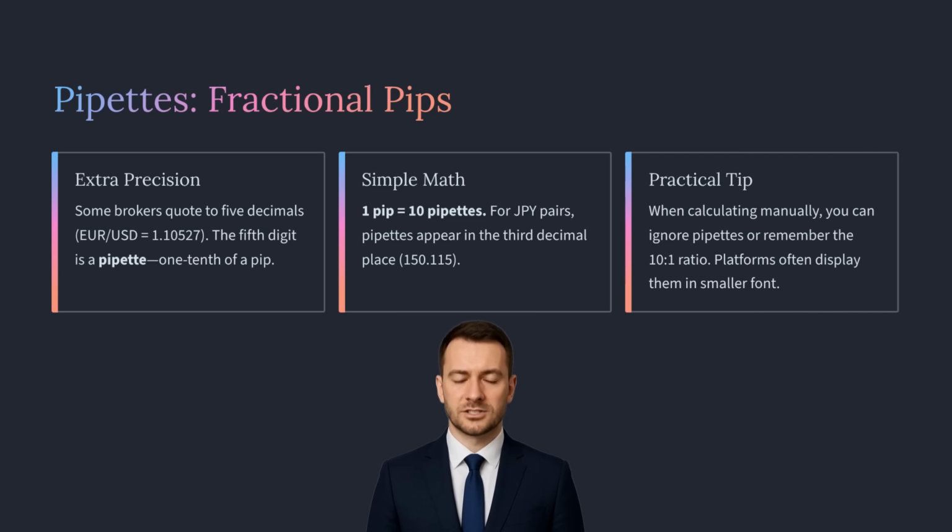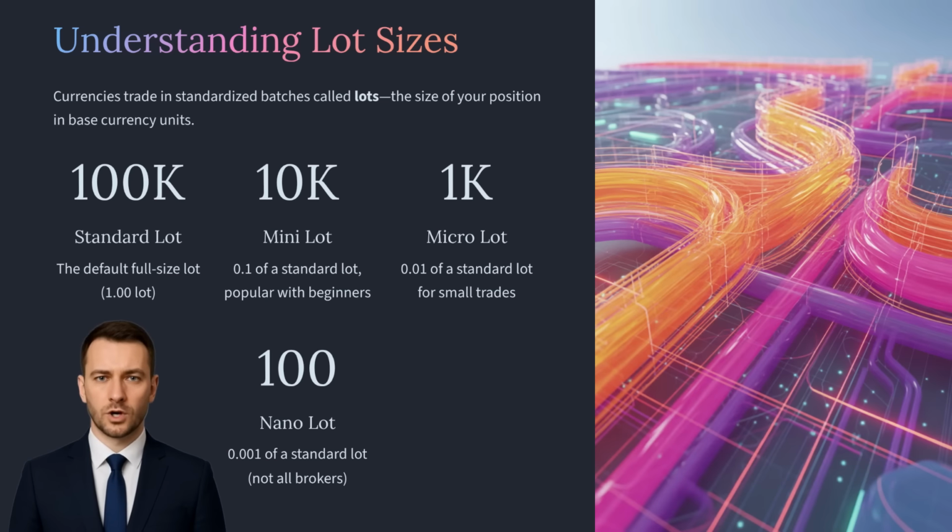Similarly, for JPY pairs, quotes may go to 3 decimals, e.g. 150.115, where the third decimal is a pipette worth 0.001. Important: when calculating pips manually, you can ignore that extra digit or remember that 10 pipettes equal 1 pip. Trading platforms often display the pipette in a smaller font or superscript to remind you it's a fractional pip. For simplicity, this tutorial focuses on whole pips, but be aware of pipettes when you see 5 or 3 decimal quotes on your platform.